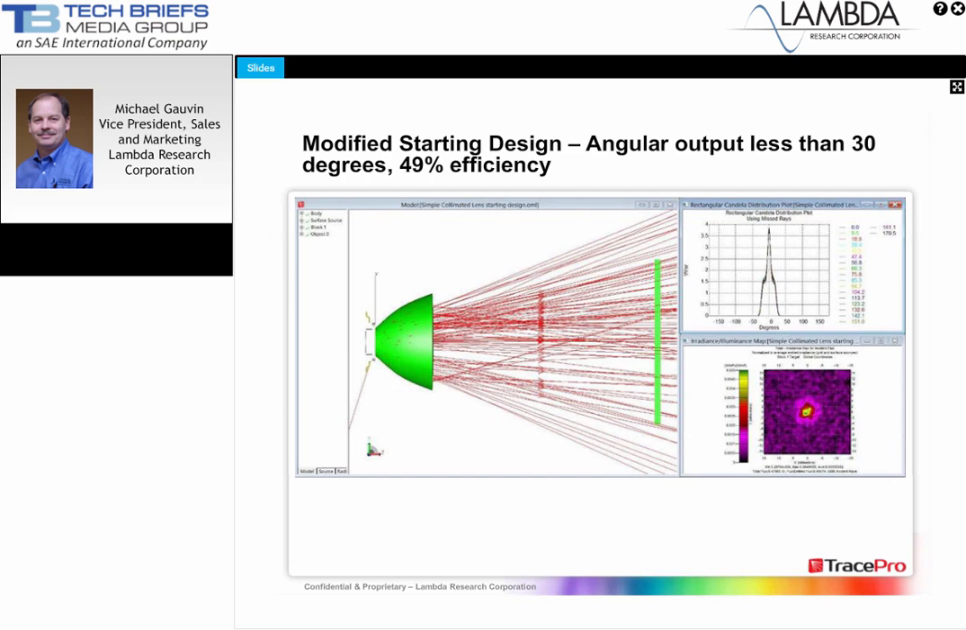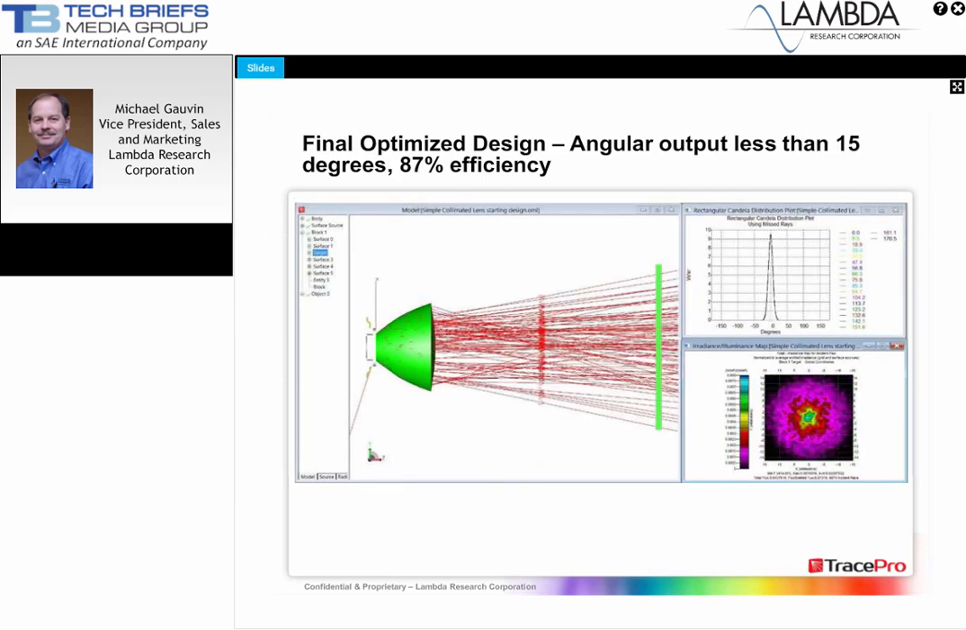If we do that, once again, we're going to get an angular output less than about 30 degrees here, so plus or minus 30 degrees with 49% efficiency. This is the start of what we're trying to do. If we optimize this by putting in the variables that I've shown you, we can get a much tighter angular output, less than 15 degrees with 87% efficiency. But I want a collimation, and we see that we're not getting that. The reason is that we have to give it more degrees of freedom.